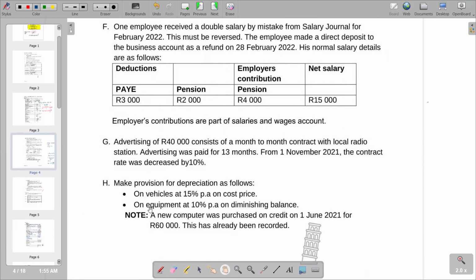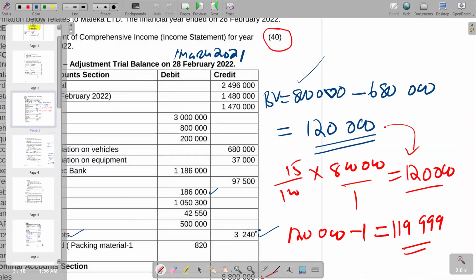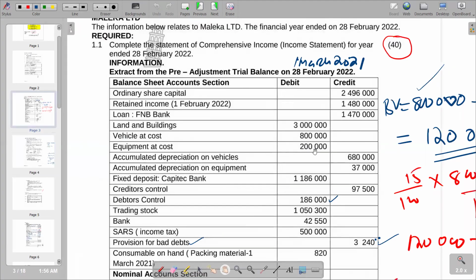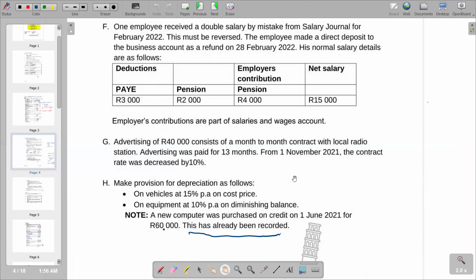So for equipment, we are saying 10% per annum on diminishing balance. But we're having a new computer which was purchased on credit on 1 June 2021 for 60,000 rands. This has already been recorded. So what this statement means is that this 60,000 is inside the cost for equipment, which is 200,000. So we are going to calculate two depreciations there: the equipment that was there for the old year, and the equipment that came during the year, which is 60,000.